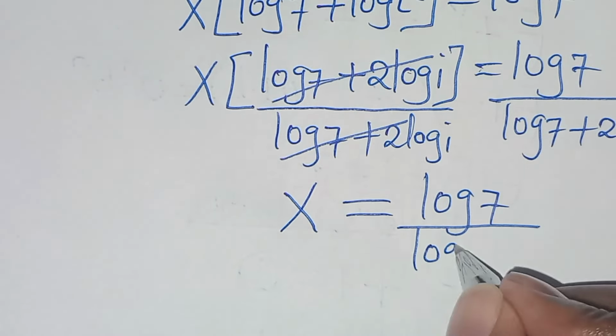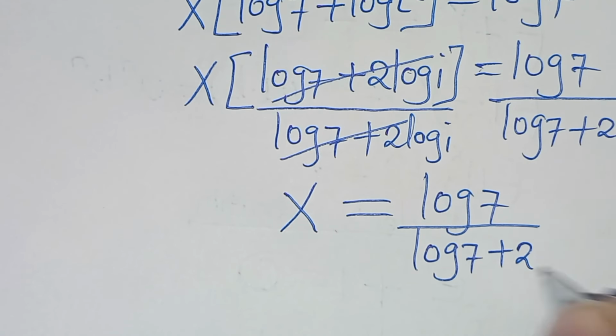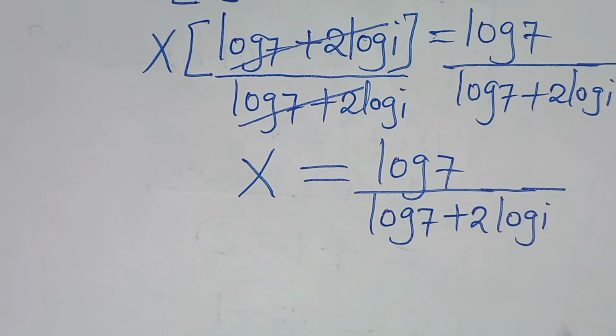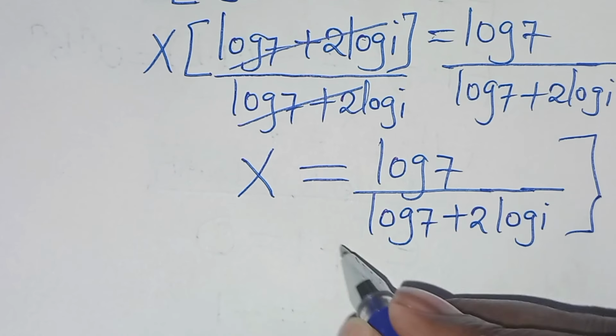Log 7 plus 2 log i. And this is the solution by applying method 2.